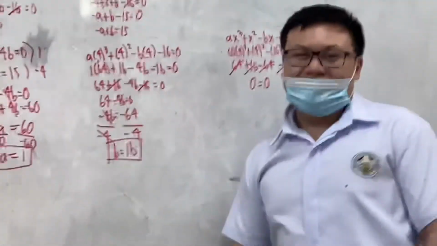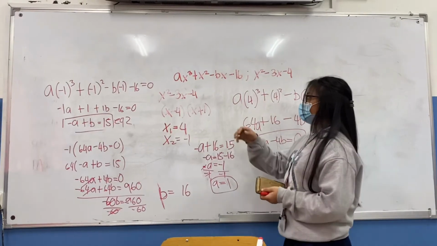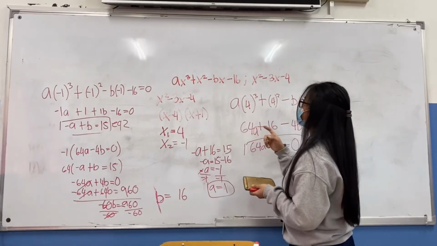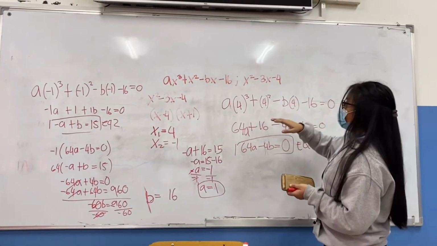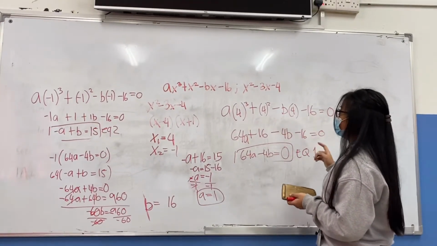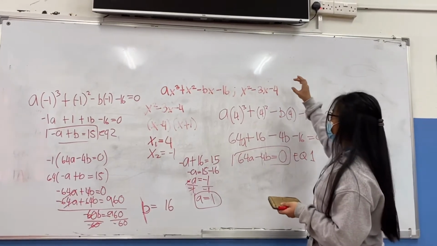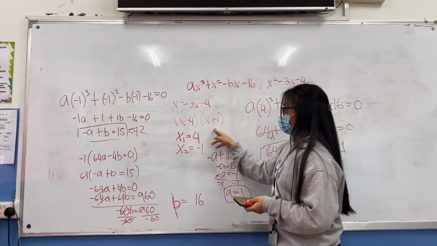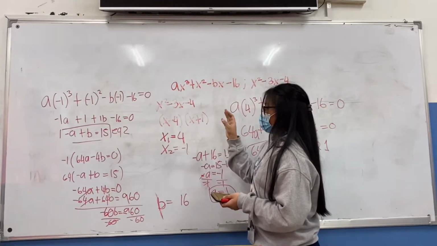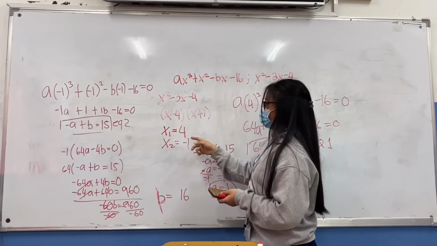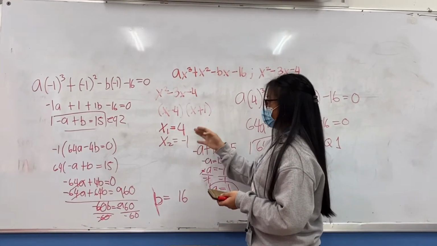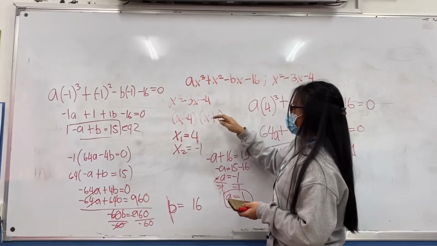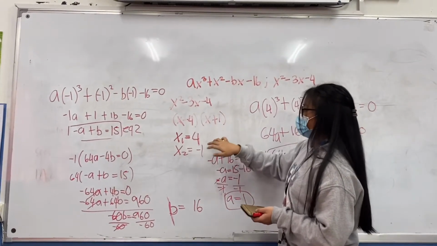Okay. So the given is ax cubed plus x squared minus bx minus 16 and x squared minus 3x minus 4. So first you have to find the factors of this trinomial, which are x minus 4 and x plus 3. Then to get the first and the second x, you transpose it from negative 4 to positive 4 and positive 3 to negative 3.